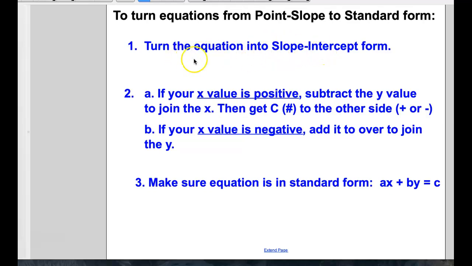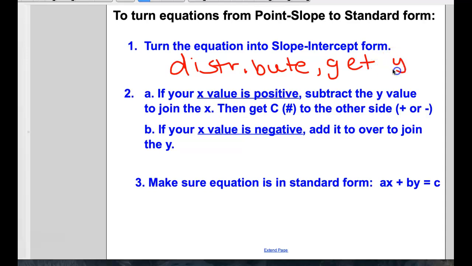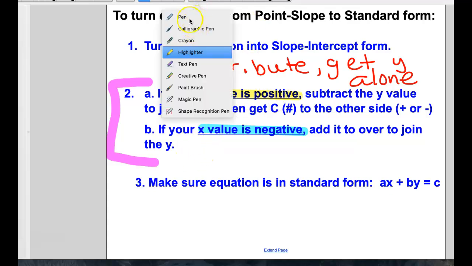So in order to turn our equation into slope-intercept form first, we distribute. After we distribute, we get our y alone. These should already be in your notes, so you don't need to write these steps down because you already should have them from when we first started this. This is the chunk you really need to pay attention to: is your x value positive or is your x value negative? If you follow those steps, it tells you exactly what to do when you're turning your slope-intercepts back into standard. And then at the end, you just double check.